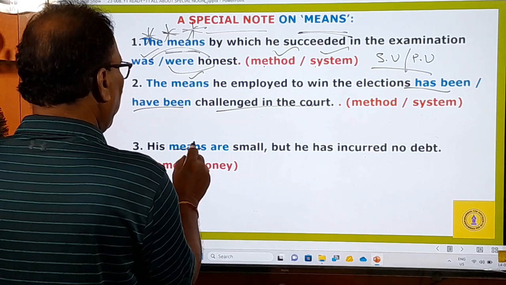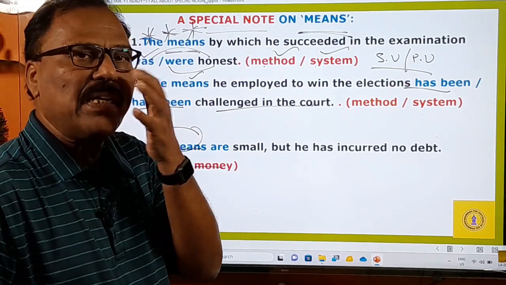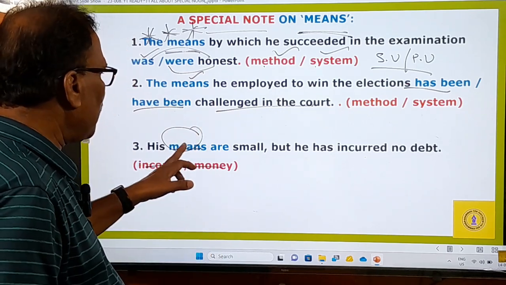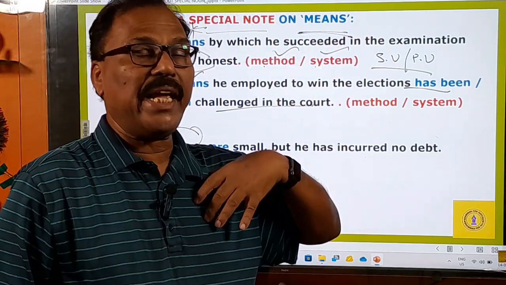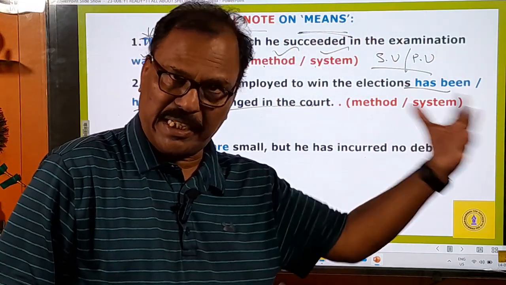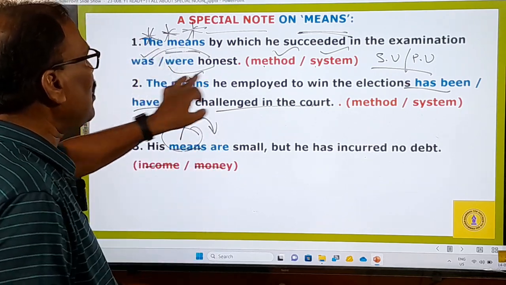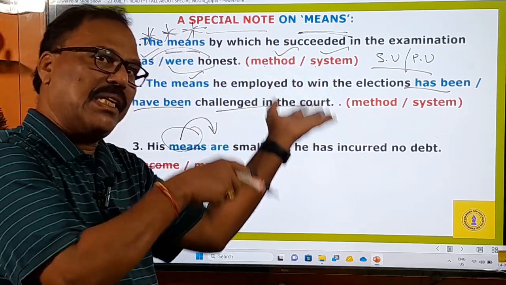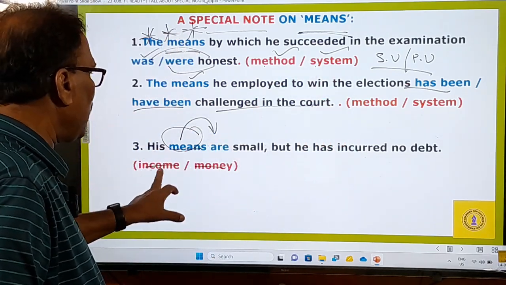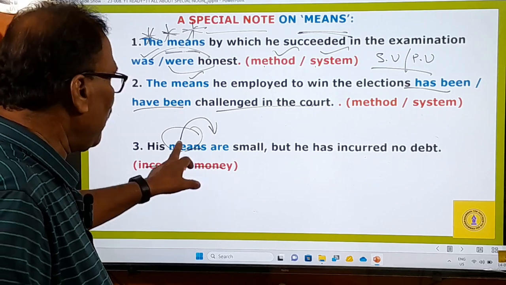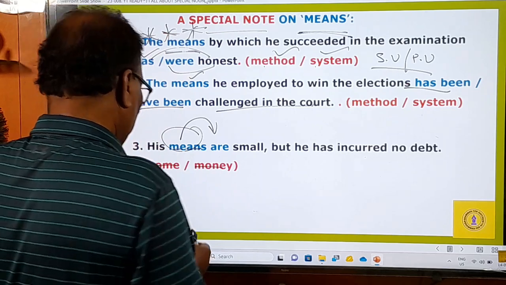His means, when means is used in the sense of income or money. Another meaning of means is income or money. When this means is used in this sense, it is always plural. It will take the plural verb after it. His means are. When it is used in the sense of method or system, it can take a singular helping verb or a plural helping verb. No problem. No restriction. But when it is used in the sense of income or money, then it is always used with a plural helping verb. That's important. And here, what is that?